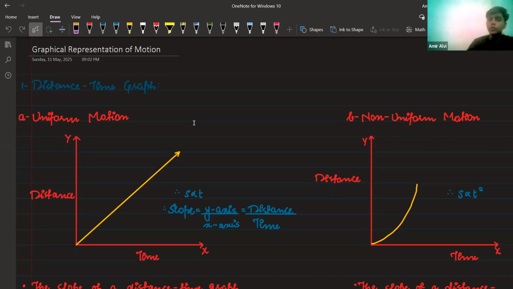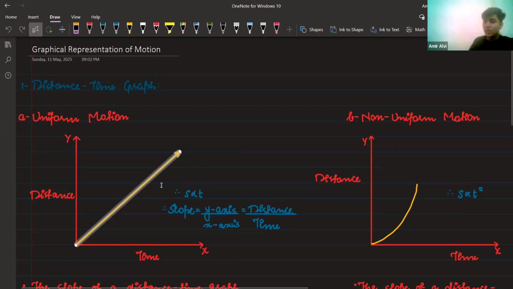And basically, let me tell you, this line is called slope. What is it called, Naisha? It's called slope. And the slope formula is whatever quantity is on the y-axis divided by whatever quantity is on the x-axis. So when you divide them, you get distance by time. What is distance by time, Naisha? Speed is equal to distance by time. Yes, that's great. So Naisha, this line shows the speed of the body. Got it? Yes, sir.